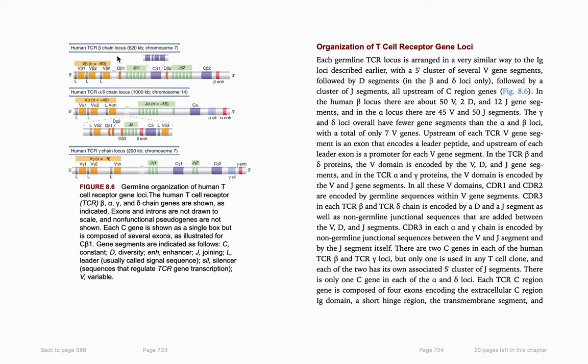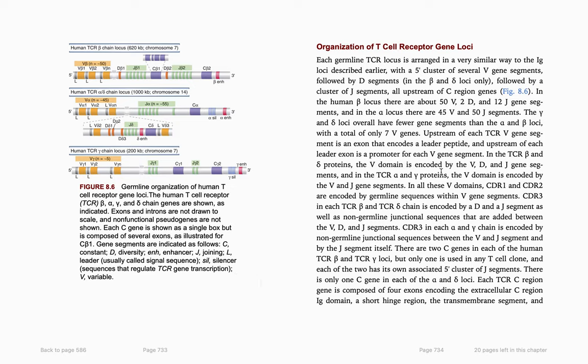So, the human T cell beta chain locus has almost 50 variable segments, we have the D, we have the J, so these are important. The germline organization of the human T cell receptor gene loci: human T cell receptor alpha, beta, gamma and delta chain genes are shown as indicated. Exons and introns are not drawn to scale, and non-functional pseudogenes are not shown. Each C gene is shown as a single box but is composed of several exons, as illustrated for C beta 1. Gene segments are indicated as follows: C constant region, D diversity, L leader, J joining.